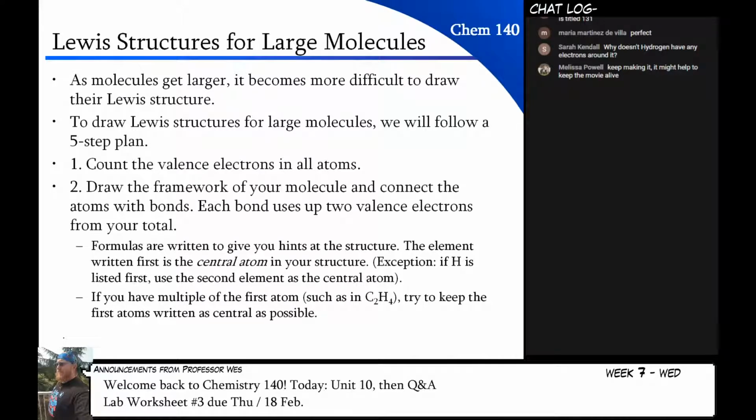If I give you H2O, H can't be the central atom. The second atom must be the central atom. So draw O with H's around it. Now, for our C2H4 example, if you have multiple of the central atom, try and just keep them in the center as much as you can and distribute everything around it symmetrically, if possible. Generally speaking, the molecules we're going to be working with will have some degree of symmetry, and not like 3 on one side and 1 on the other.